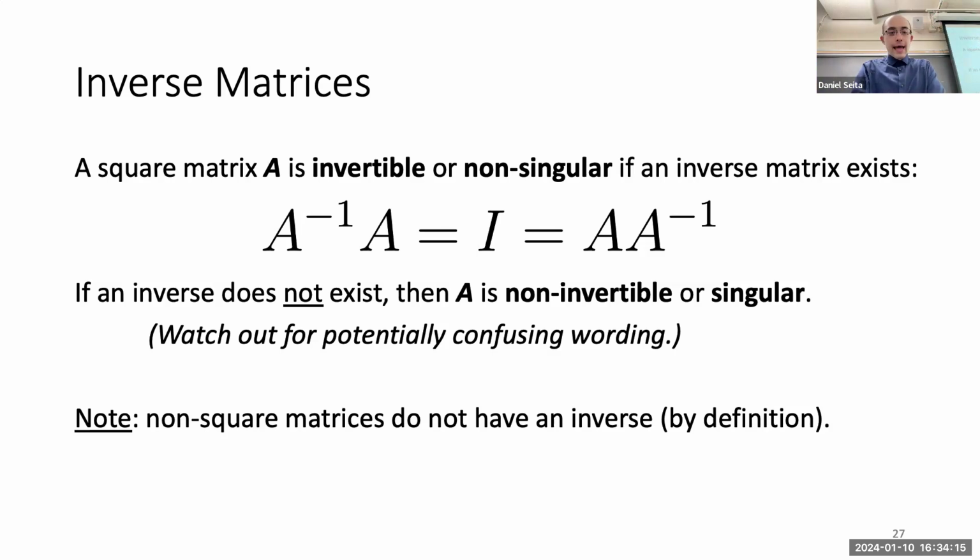And if the matrix is non-square, then there's no inverse. Even if you have a square matrix, it might still not have an inverse. So some matrices just don't have inverses.